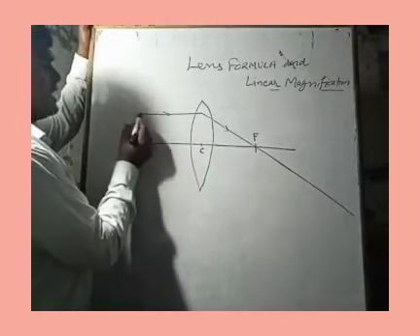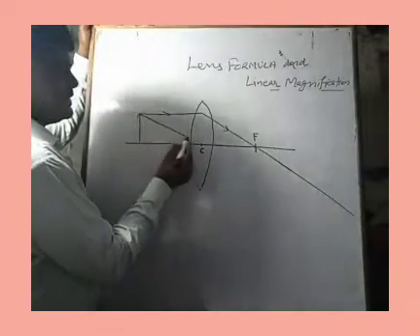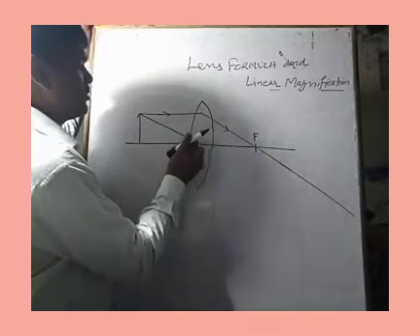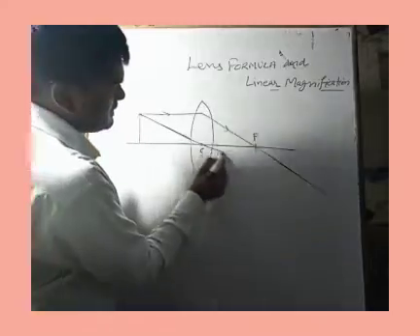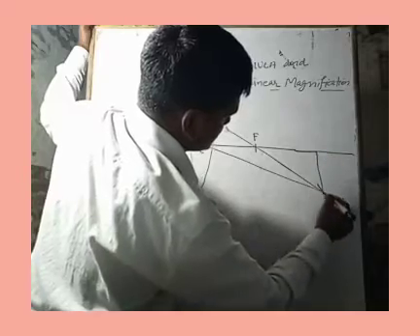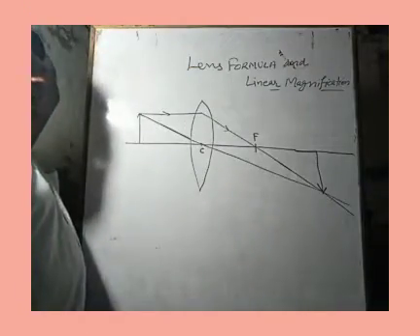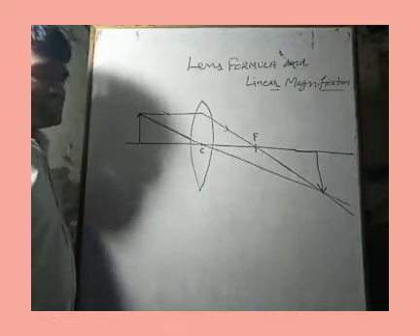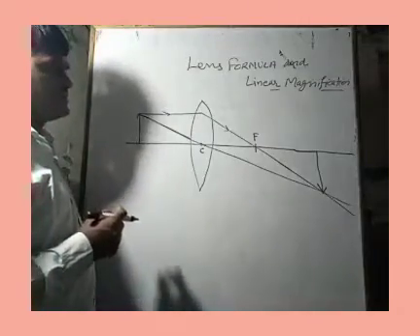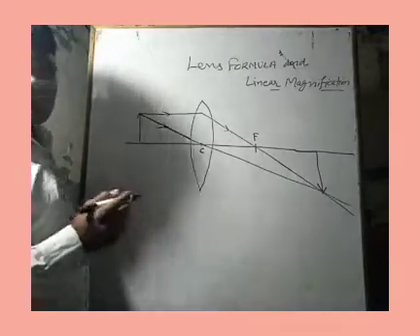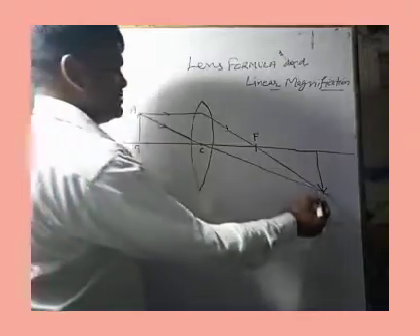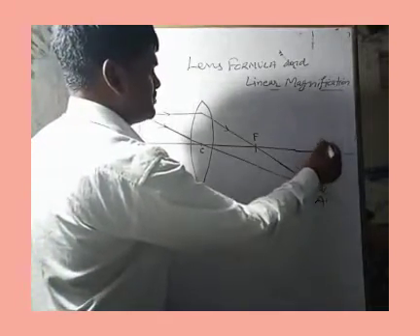The second ray of light has the property that when it is passing through the optical center, it will pass straight through, such that the image will be formed here. A real, inverted and enlarged image is formed when the object is placed beyond the focus. Okay, my dear students, let's name the points. The object is A, B, and the image formed, since the image is inverted, will be A dash B dash.